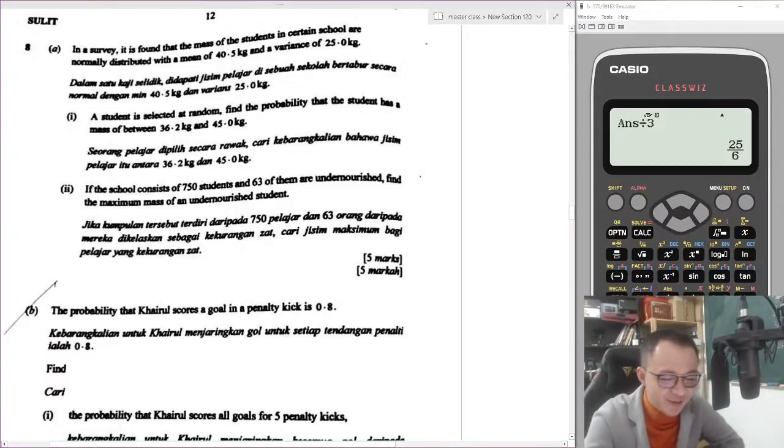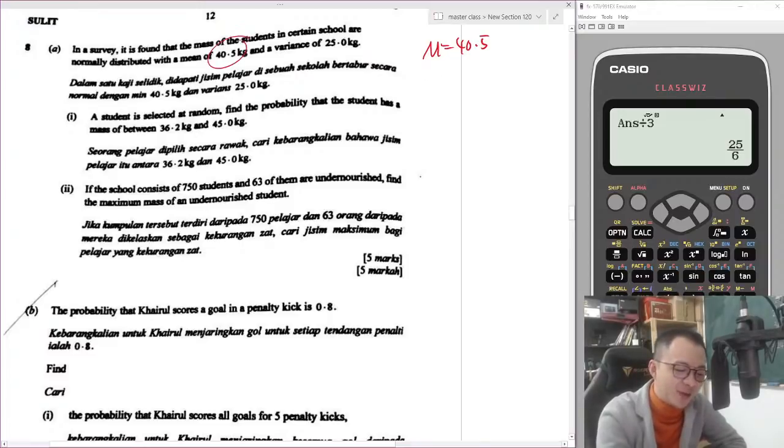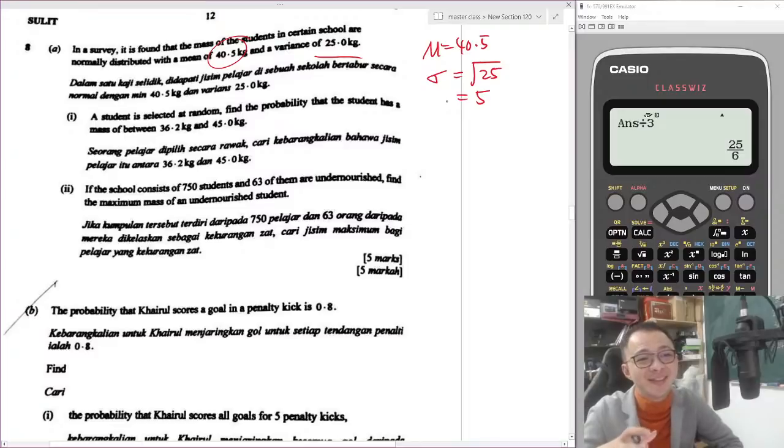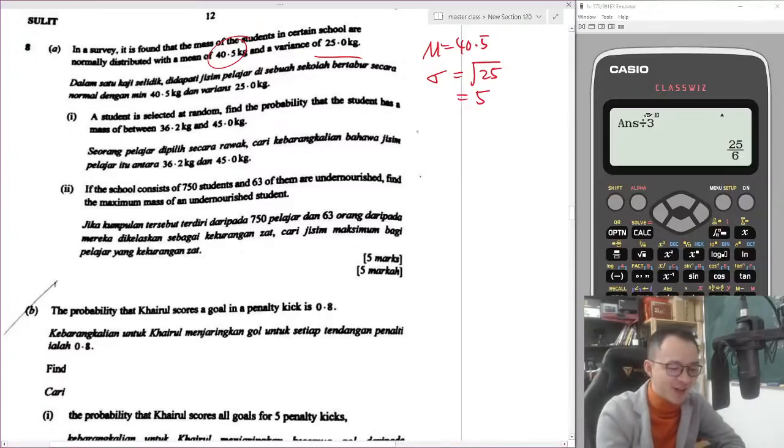Okay, we have the mean equals 40.5. I don't want the variance, I change to standard deviation, which is the square root of variance, is 5. Alright, right now I have the mean and the standard deviation. Now they ask us to find, if a student is selected randomly, the probability that the student has a mass between these values. Alright, so let's do it.